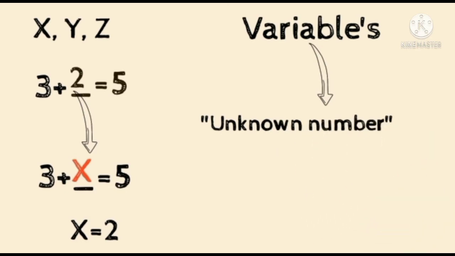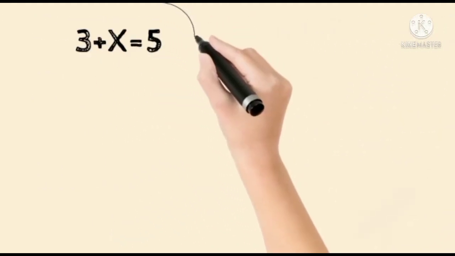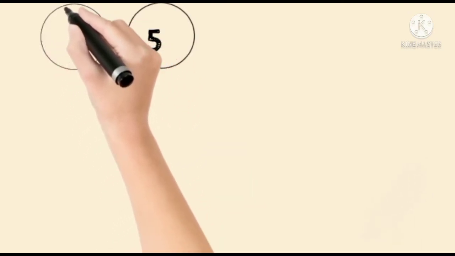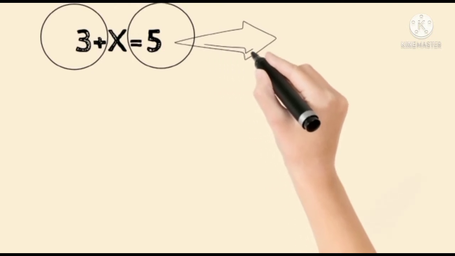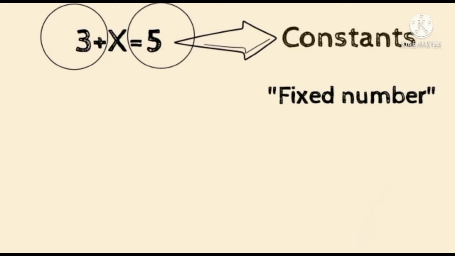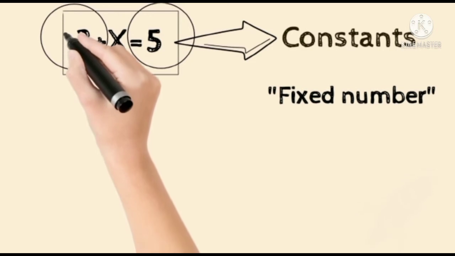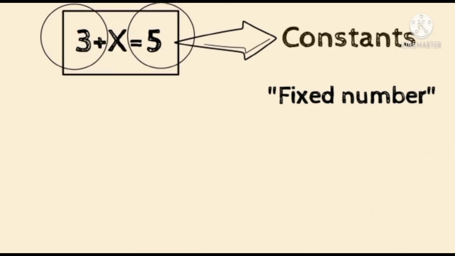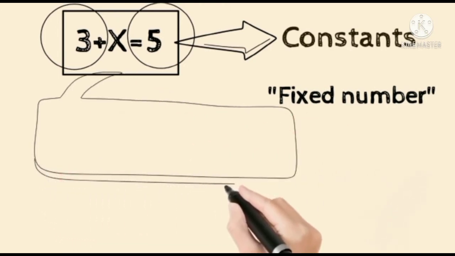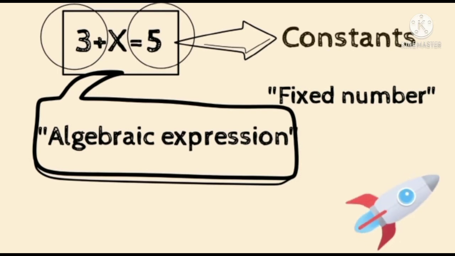Let's head to the next topic. I'll take the same example, 3 plus x is equal to 5. So we already came across x. What about these two numbers, 3 and 5? What are they called? They are called constants. Constants refers to a fixed number in any equation. So algebra has two main important terms, that is variable and constant. Variables are the value of unknown, and constant means the fixed term or number which is there in the equation. Together the variable and the constant are referred to as an algebraic expression.